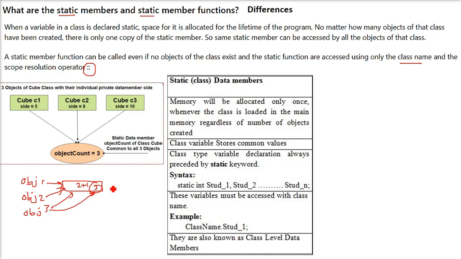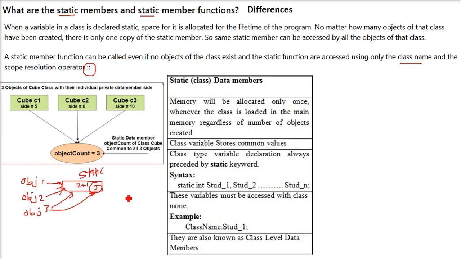We are talking about data members first. As I said, memory will be allocated only once, whenever the class is loaded into the main memory. Regardless of the number of objects created, if you create 1000 objects, there will be only one space. So a class variable stores common values. Static data members store common values.